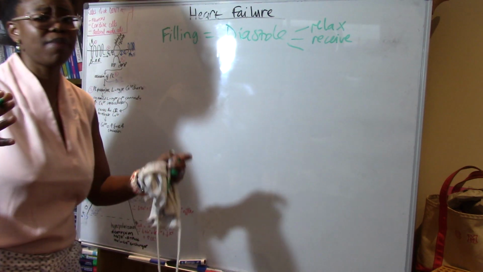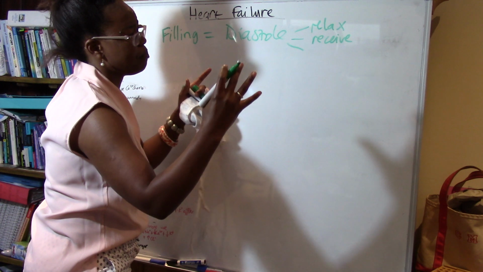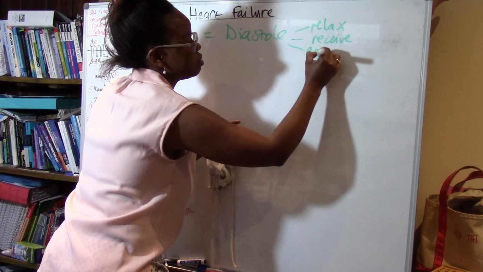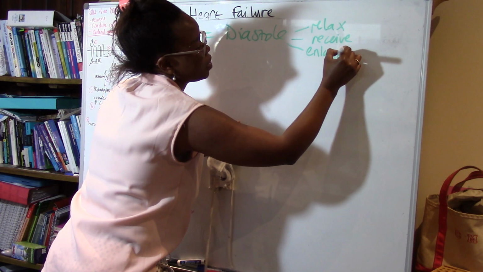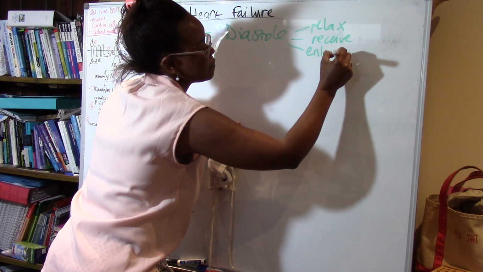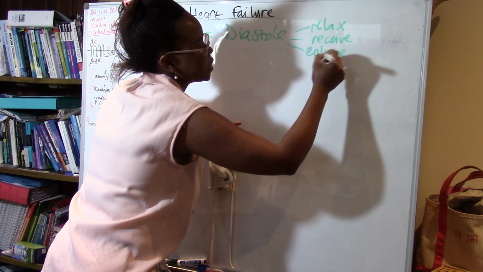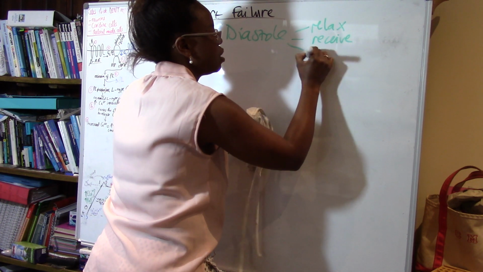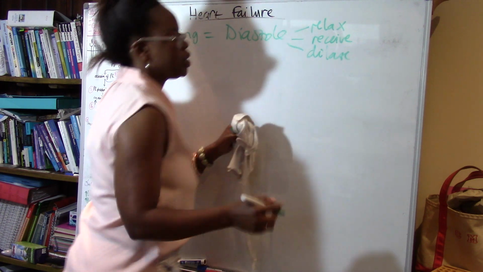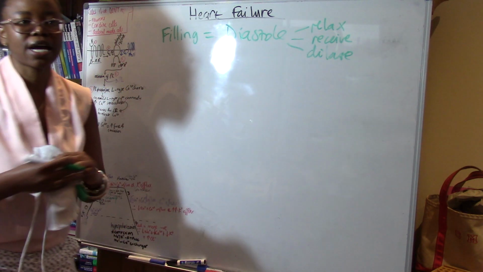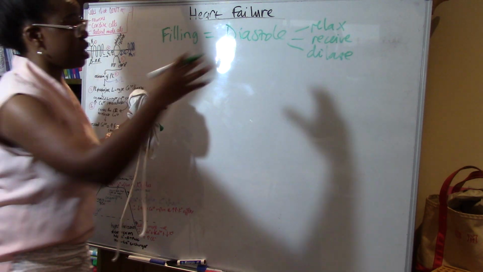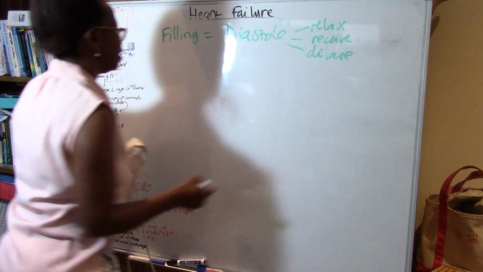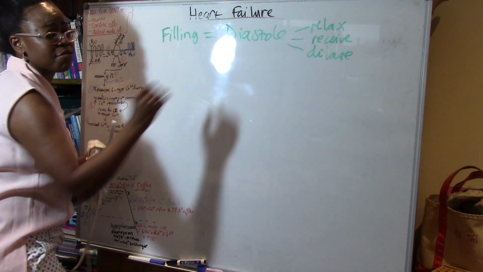And in receiving that blood, obviously, it will then expand a bit, as in, shall we say, dilate, because enlarge sounds like I'm talking about hypertrophy. So it will dilate a bit, the myocytes will expand to accommodate blood that's coming in. So this is the diastolic phase of the heart.